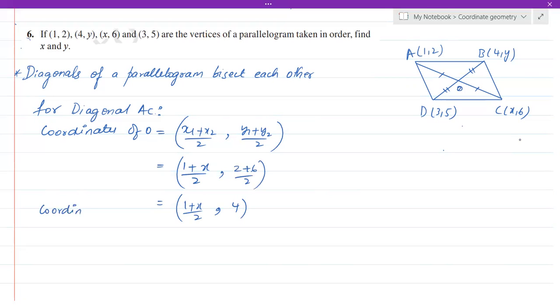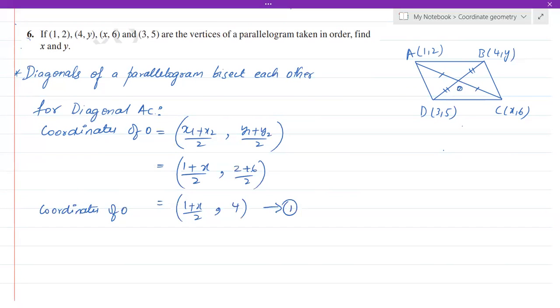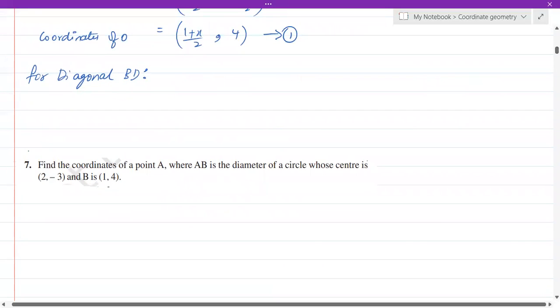So what we have got is the coordinates of O. Let's take it as equation 1. This coordinates of O, we have found using the diagonal AC. Now what we'll do is let's use the other diagonal, BD. For diagonal BD, again let's find the coordinates of O.